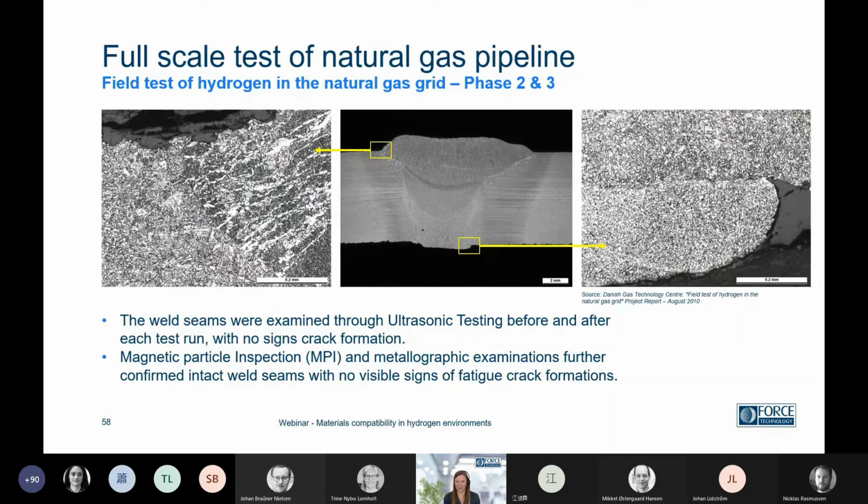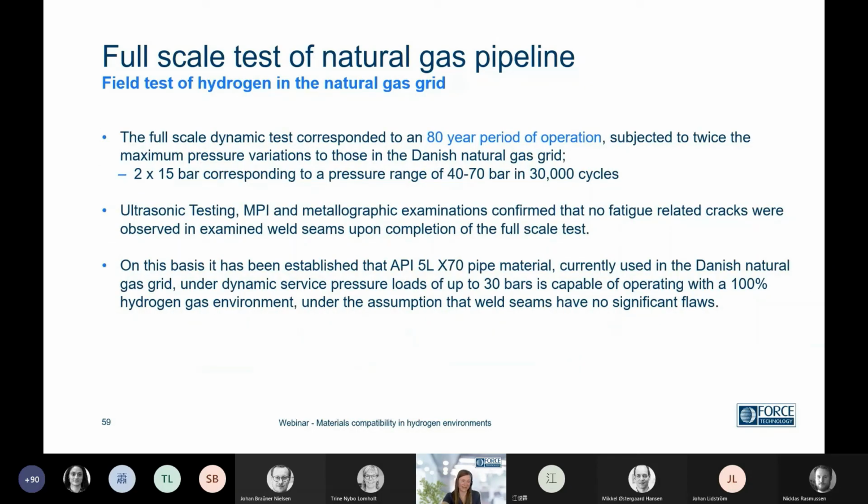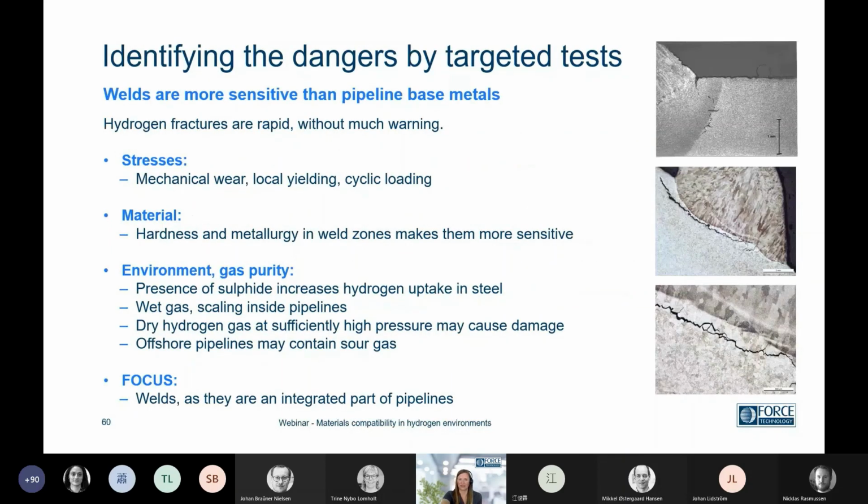Like in the assessment of the defect, we looked around the welds, because this is where you would normally have cracks developing. And as you can see from the sections, nothing was observed. So this was a good thing. The general evaluation was that maybe we don't see a problem in putting hydrogen into the gas grid. So our main target here is, of course, to look at where we see risks of damage and defects developing, and focus on stresses, the material, and of course the environment. And we see welds as a focus point for our work.